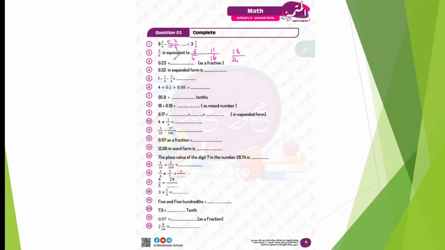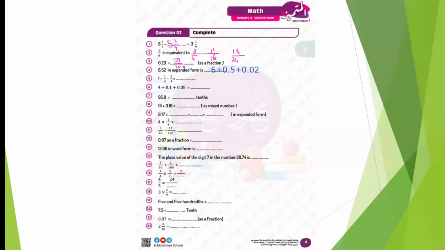0.23 as a fraction. It will be 23/100th. I can write it as 23 out of 100. 6.52 in expanded form. When we write the number in the expanded form, we write the value of each digit. So the value of 6 is 6. The value of 5, it's in the 10th place, so its value is 0.5. The value of 2, it's in the 100th place, so its value is 0.02.